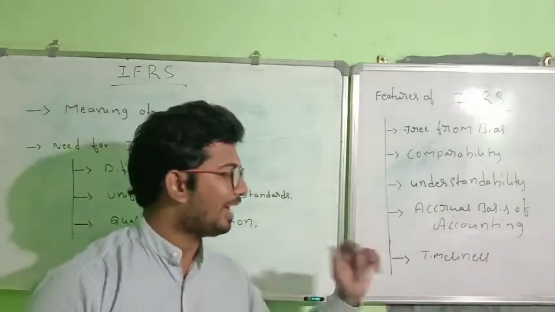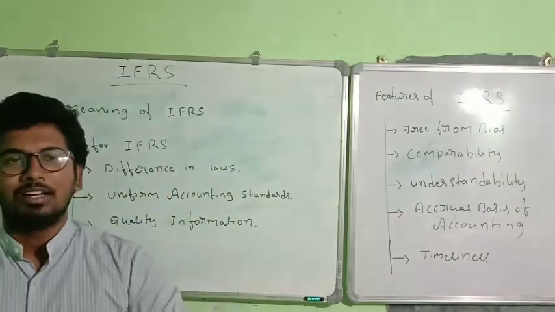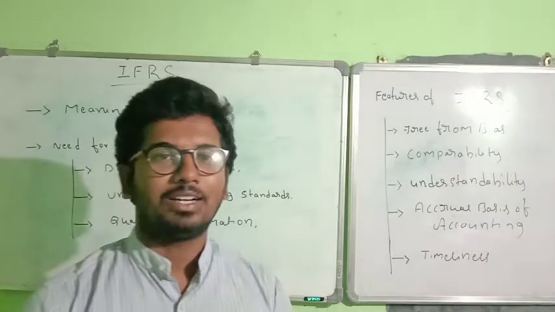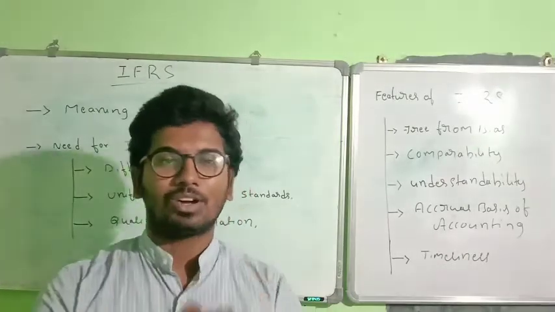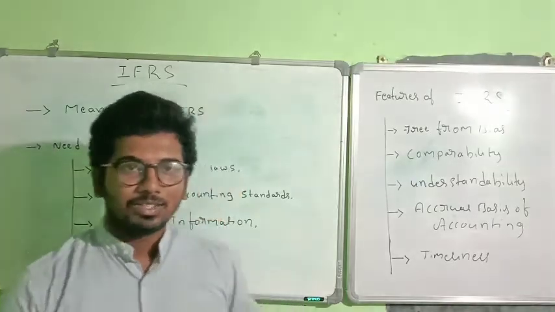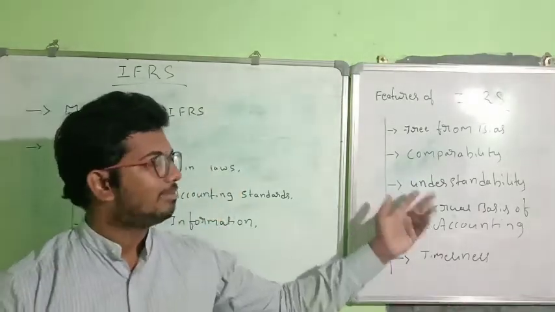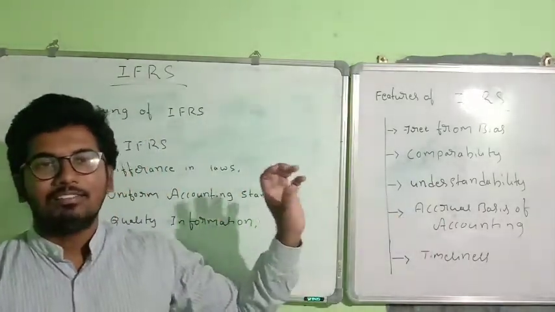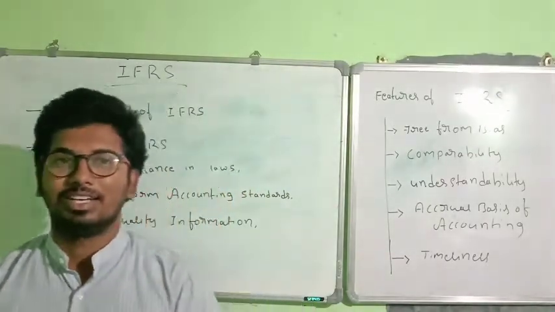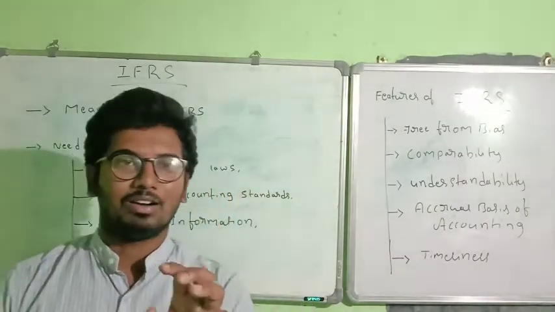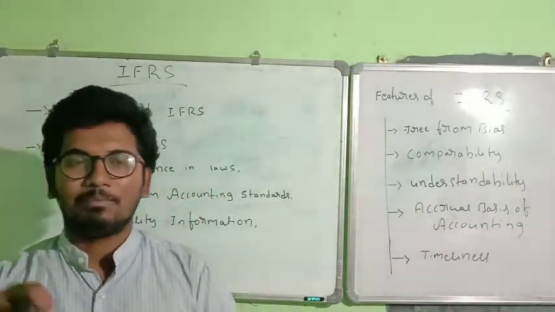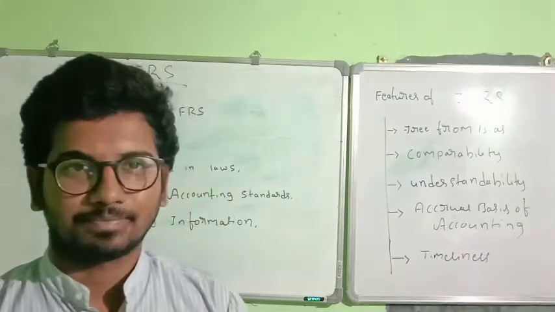Then you can see timeliness. Timeliness in a sense means a very short period of time in which we take the information into account, or prepare the accounts. So IFRS gives timeliness. It means that with IFRS, we can very easily grab the information recorded in our books of accounts globally. Why globally? Because a company may be a multinational company.